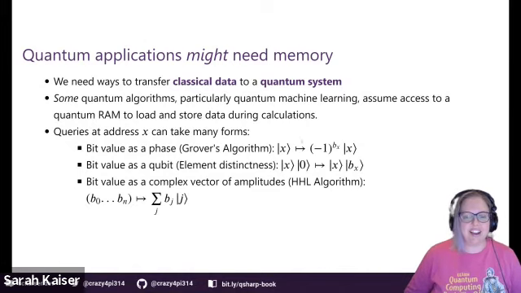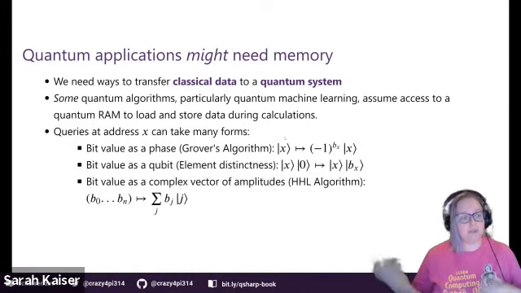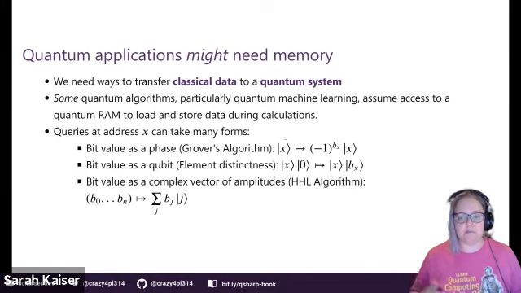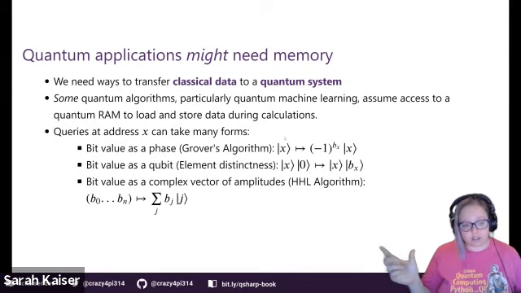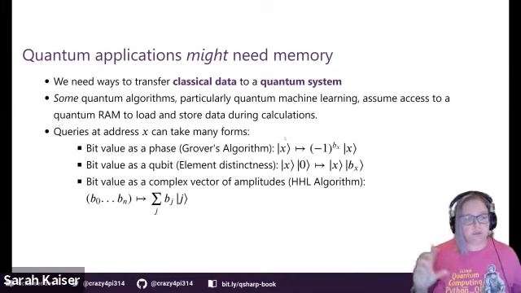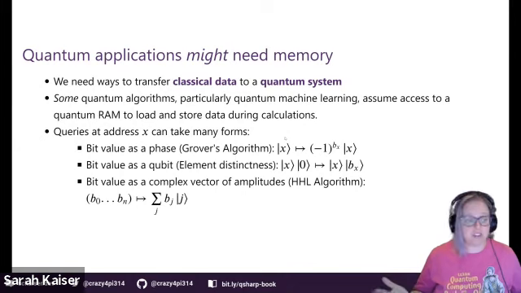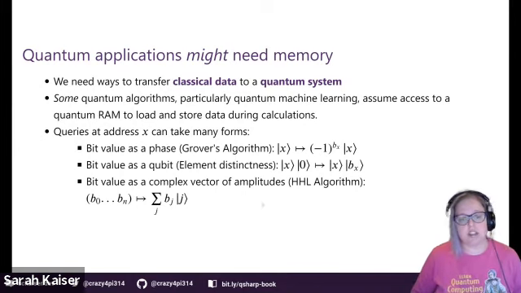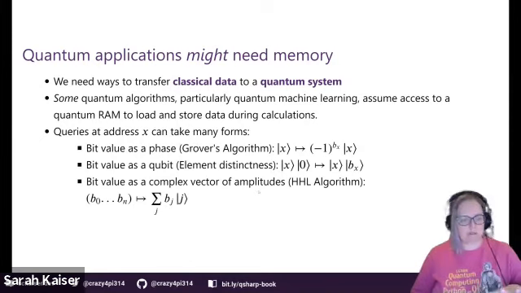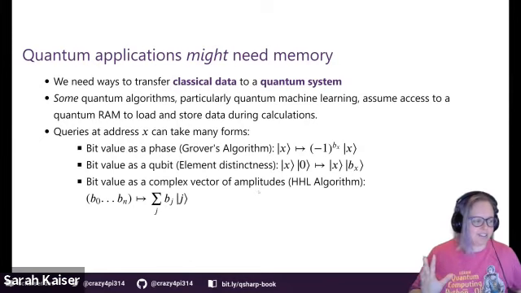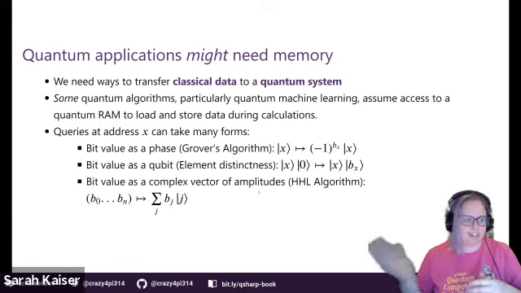So there's lots of different ways you can actually read out a memory from a quantum system. You could read out the data into a phase, you could read out the data into an actual register of qubits, or you could read out the data as a complex vector as a part of a larger register state or something like that. So there's a lot more options, which means there's a little bit more complexity than just bits in, bits out.